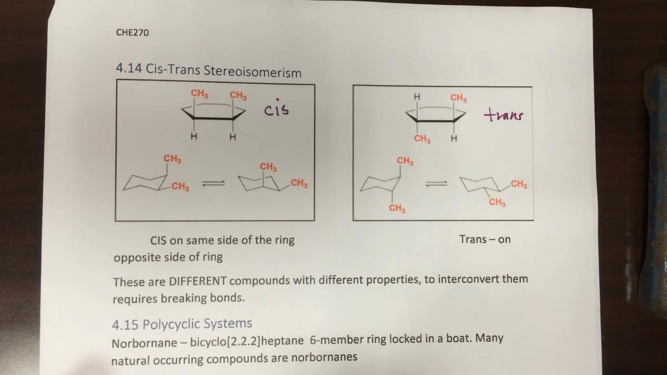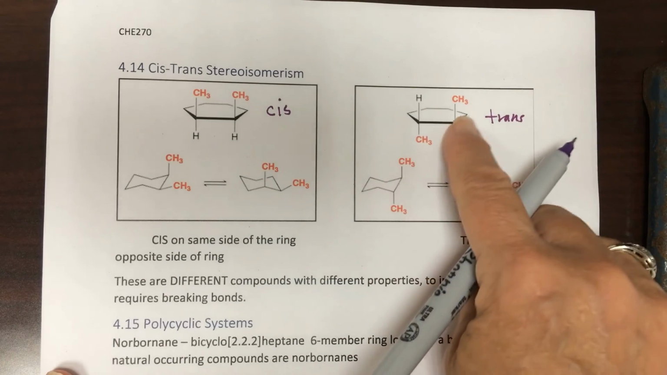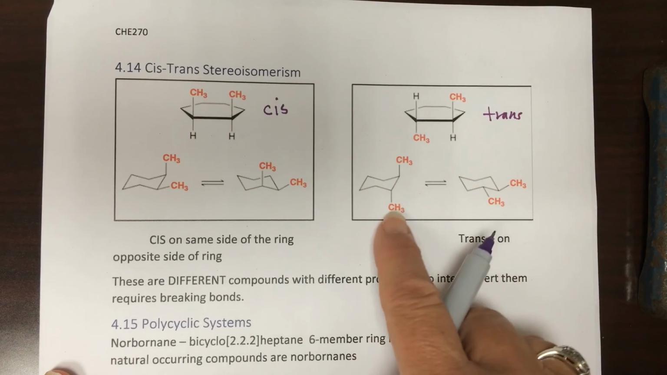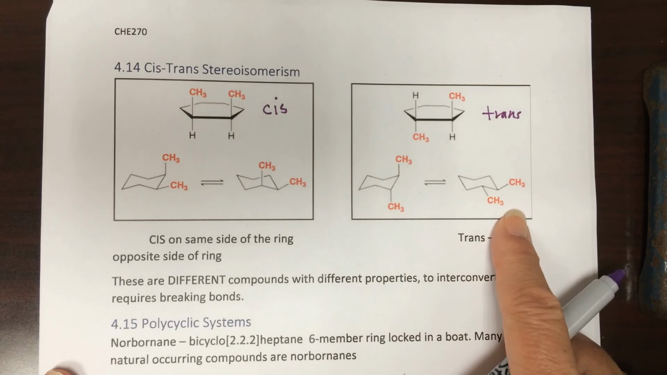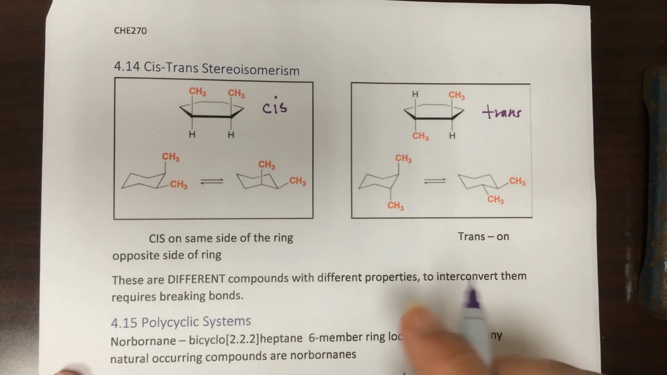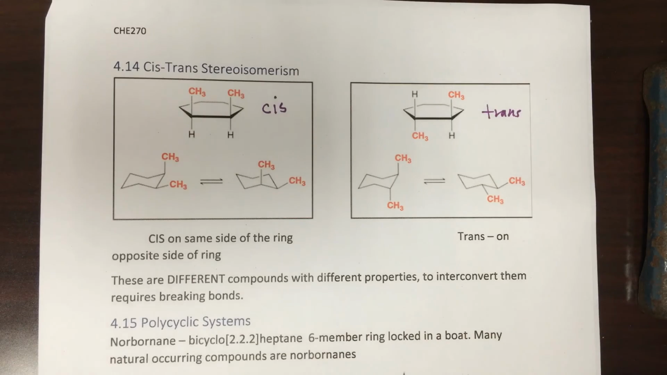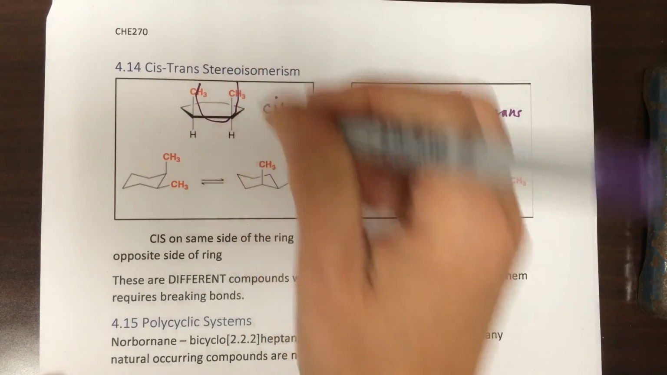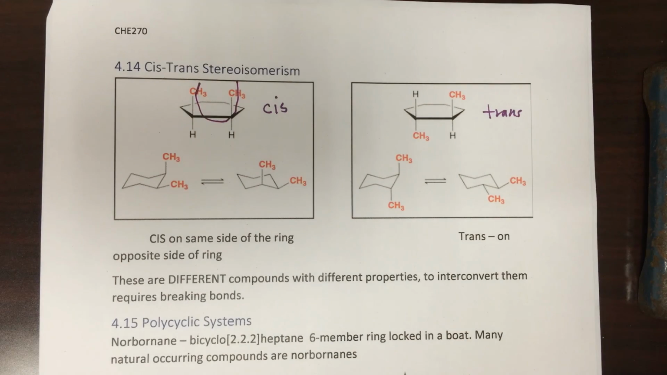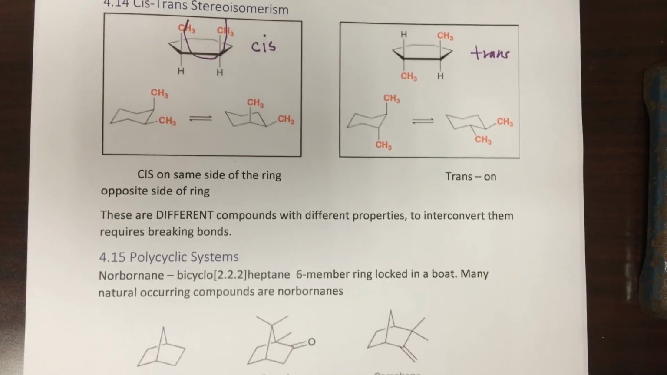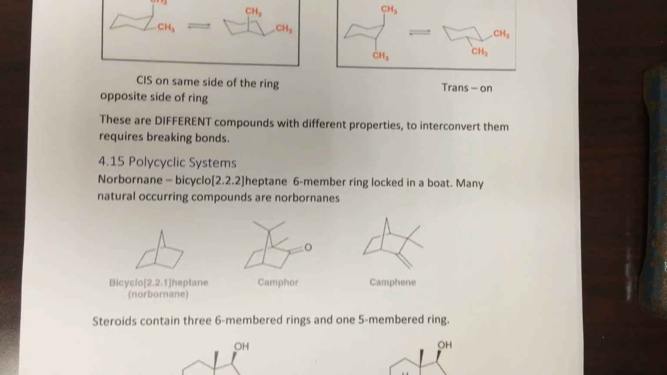they're across the ring. That's what trans means. And that means that they're across the ring and one is up and one is down. We'd expect them both to be axial or both to be equatorial. You can remember this because trans means across. That's just what it means. And cis looks like a C. These are different compounds with different properties, and to interconvert them requires breaking of bonds.